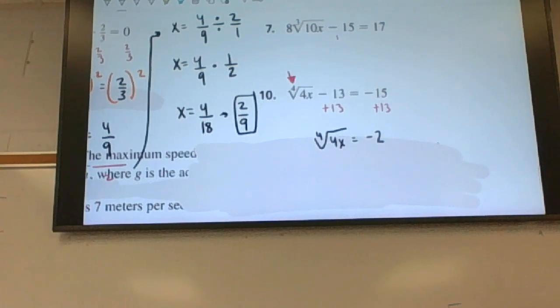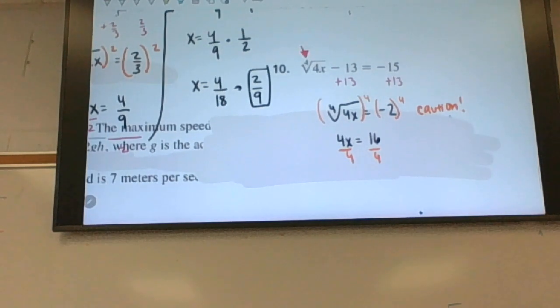So this is a caution. You can actually stop here. I already know it's not going to work. You can actually stop here, but I'm going to keep going and show you, like, if you didn't notice it, what you would do. So this is 4x equals 16, and it's right there that things get lost. People forget that this is a problem. So it comes out that x is 4.